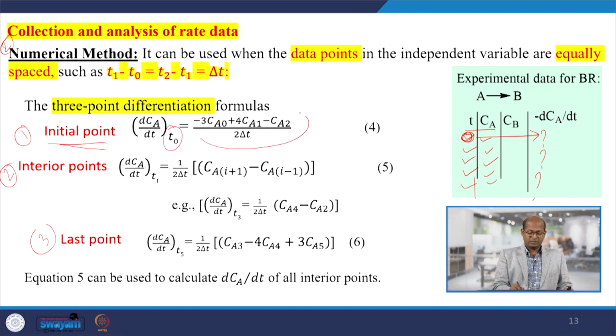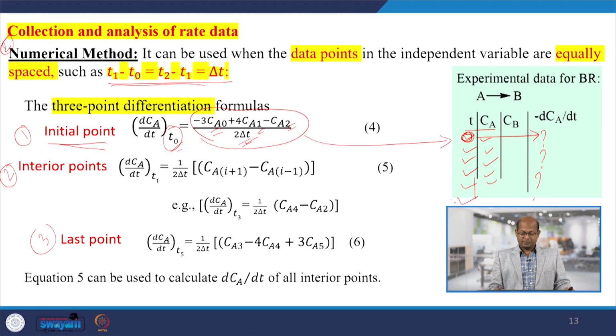So then, for dCA by dt at t equals 0, we know CA0, and we know the CA1 and CA2 values, and the delta t value we have to put in. Delta t, what is this? T1 minus T0 equals T2 minus T1. Equally spaced values we have to consider, and then we get the initial point. So this way we can get this value.